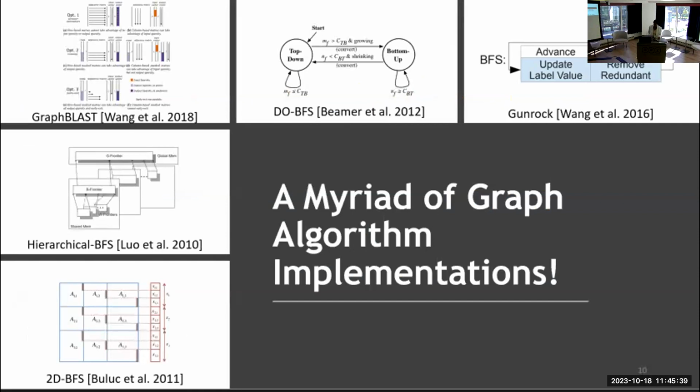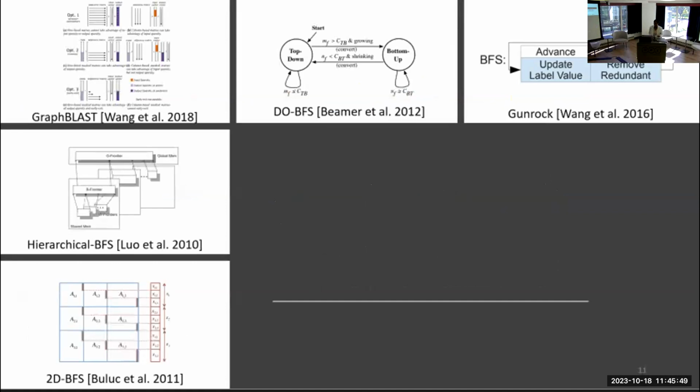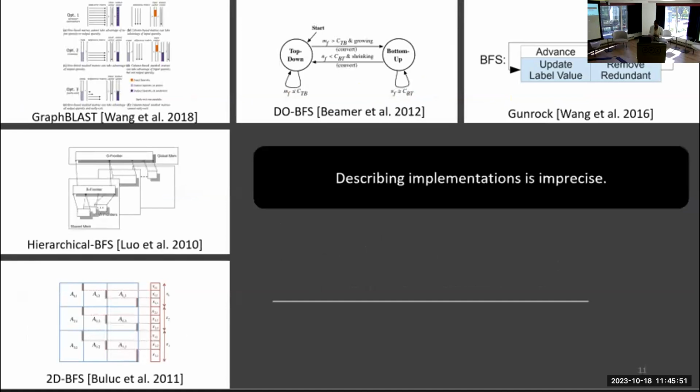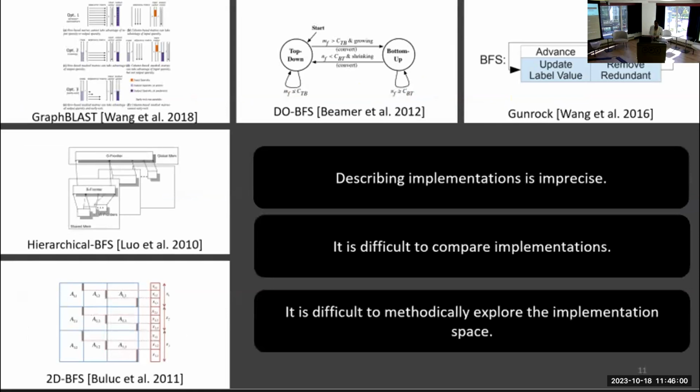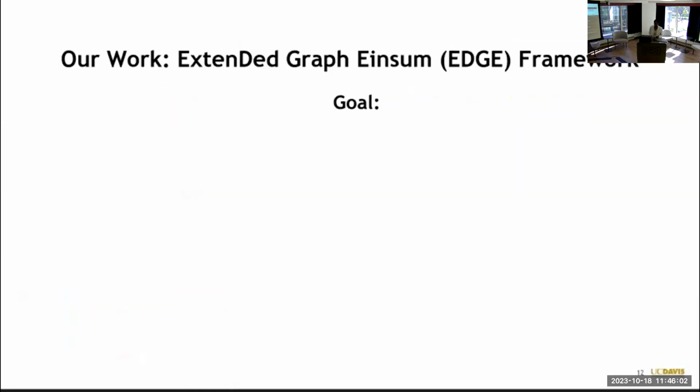In trying to attack this complex problem space, implementations tend to intertwine the concerns of the problem they're trying to solve with how they solve it. There's no separation of concerns. Implementations are described in natural language and pseudocode, which is often imprecise. It's difficult to compare how they're different, and it's difficult to methodically explore the implementation space.